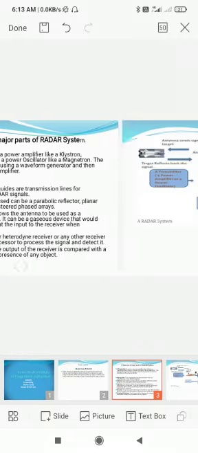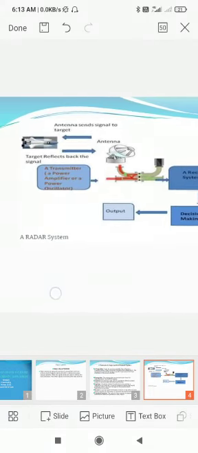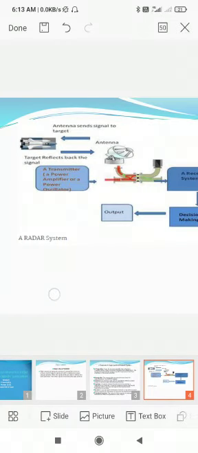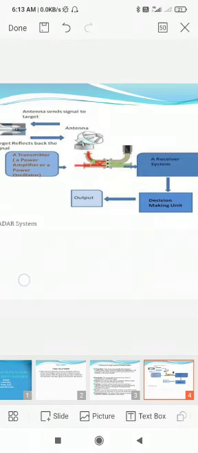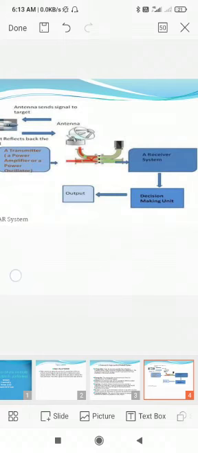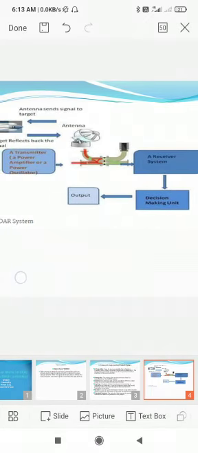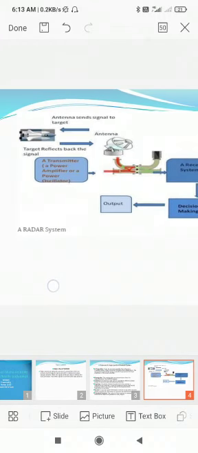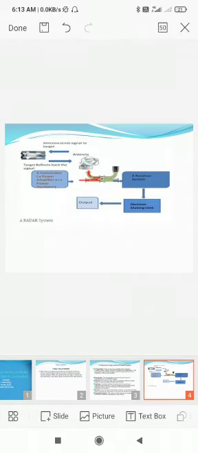And next one is the block diagram of the radar system. In this one, the antenna sends the signals to targets. Second, the target reflects the signals back, and the antenna, transmitter, power amplifiers and oscillators send the signal to the receiver system. Next, below is the decision making unit and then the output. This is the block diagram showing the different blocks.